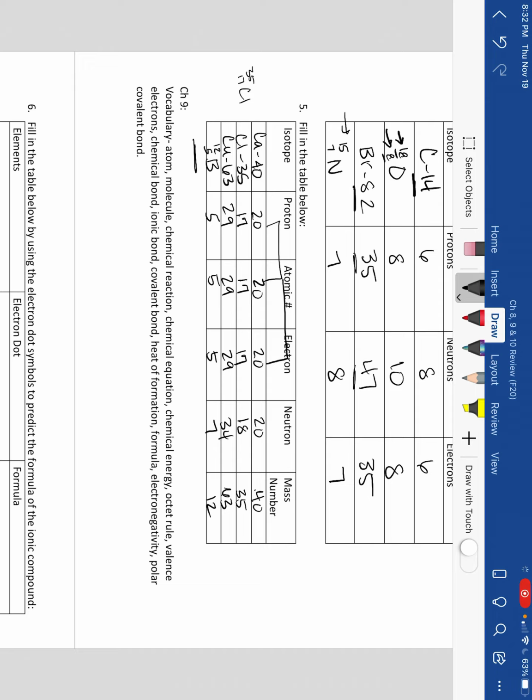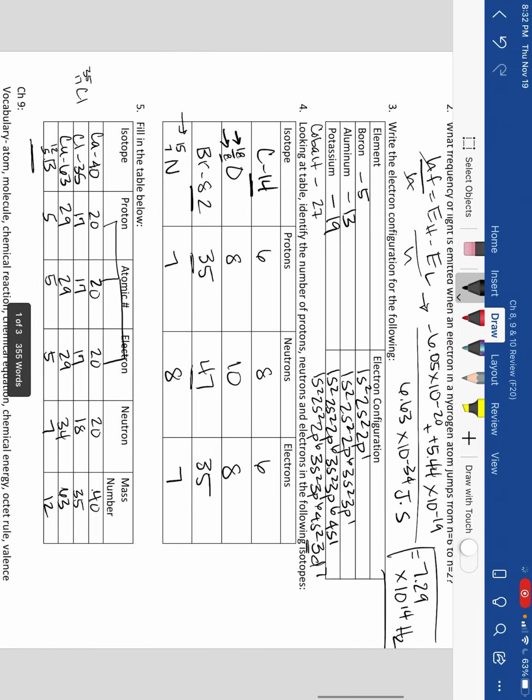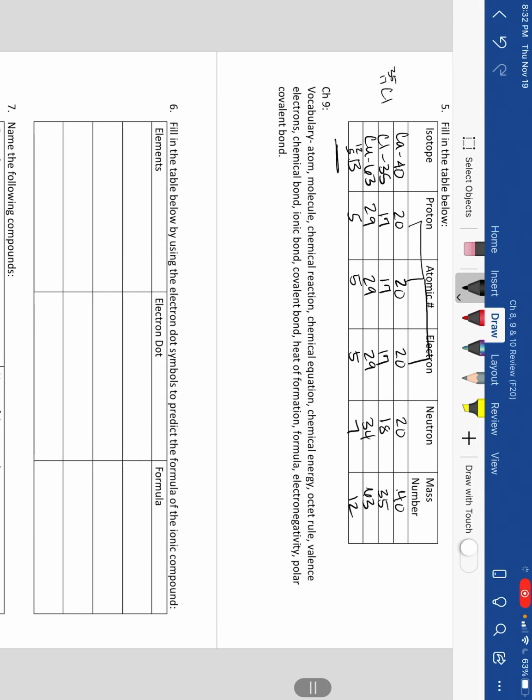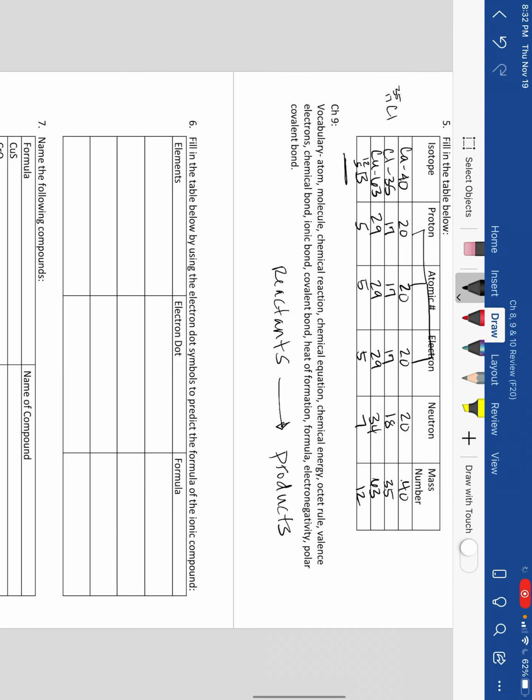I think you guys were getting that stuff pretty good. If you have any questions on that stuff, of course, let me know. Chapter 9, some vocabulary that you need to remember from that. Atoms, molecules. This was the chapter that we went over chemical reactions. We have some chemical equations. So just remember with a chemical equation that it's reactants, yields, that's this arrow, and then products.